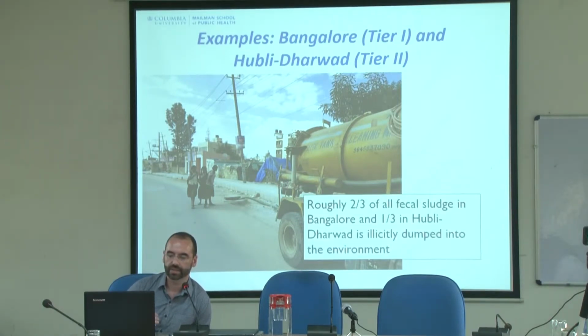And it's happening at a rate of very roughly, it's hard to track this, so I don't have very hard numbers. But based on some work that a collaborator of mine has done, a dissertation, he estimates that roughly 2/3 of all fecal sludge in Bangalore and 1/3 in Hubli is illicitly dumped into the environment. So when it's dumped, you have to think about who is in that area. So you might be thinking about these schoolgirls.